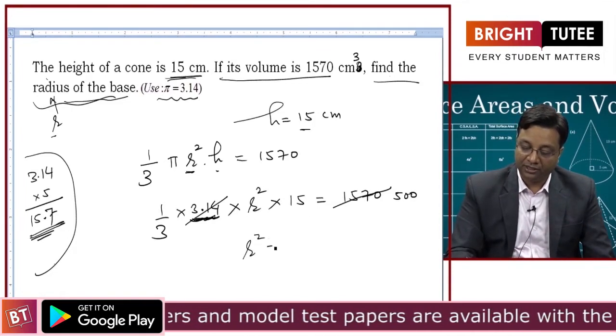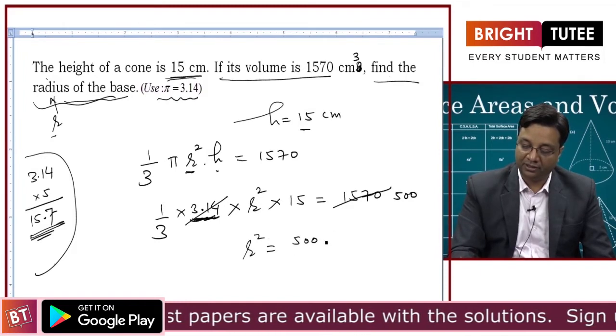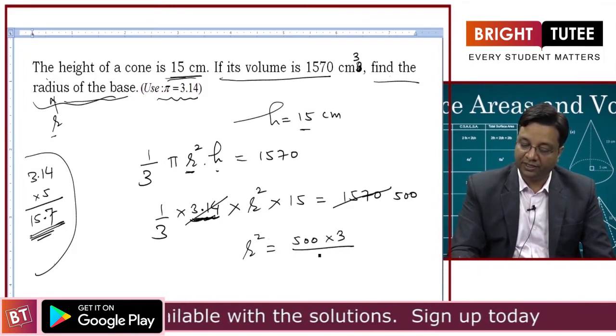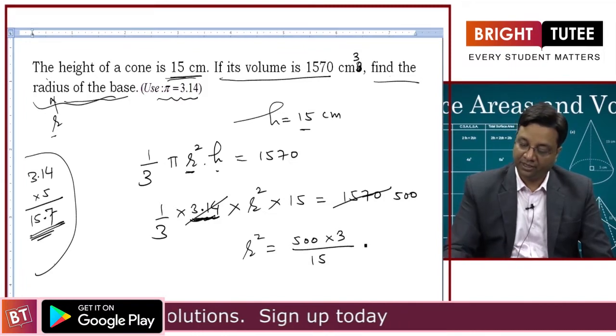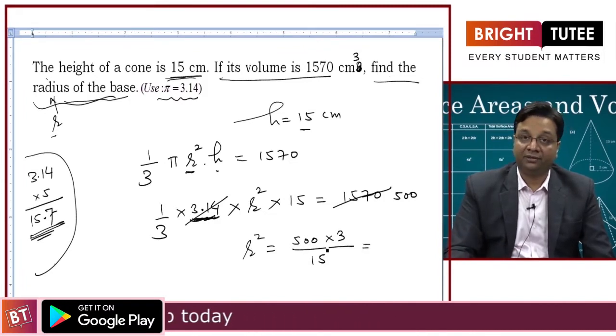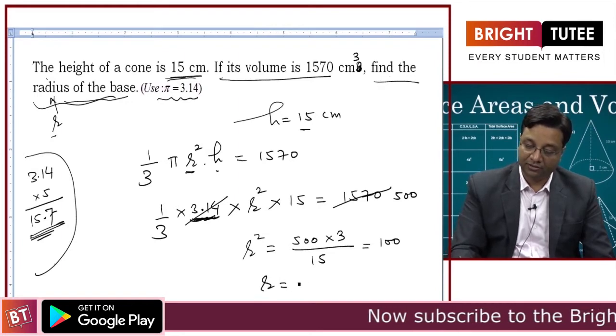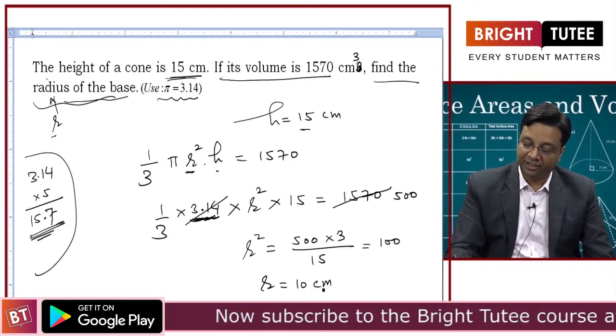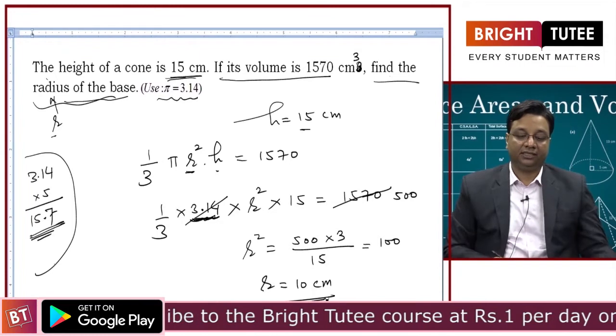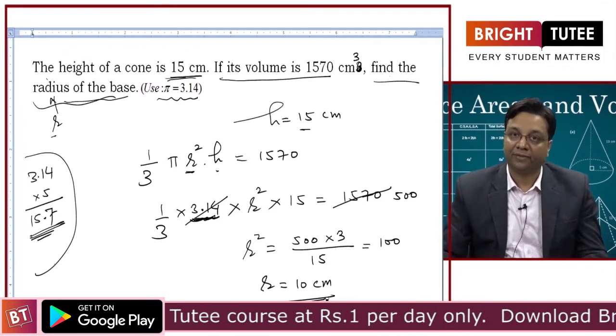Now, r square is equal to 500 into 3 divided by 15. So, 500 into 3 is 1500. So, this will give you 100. So, r is equal to 10 centimeter. This is the radius of the base, okay?